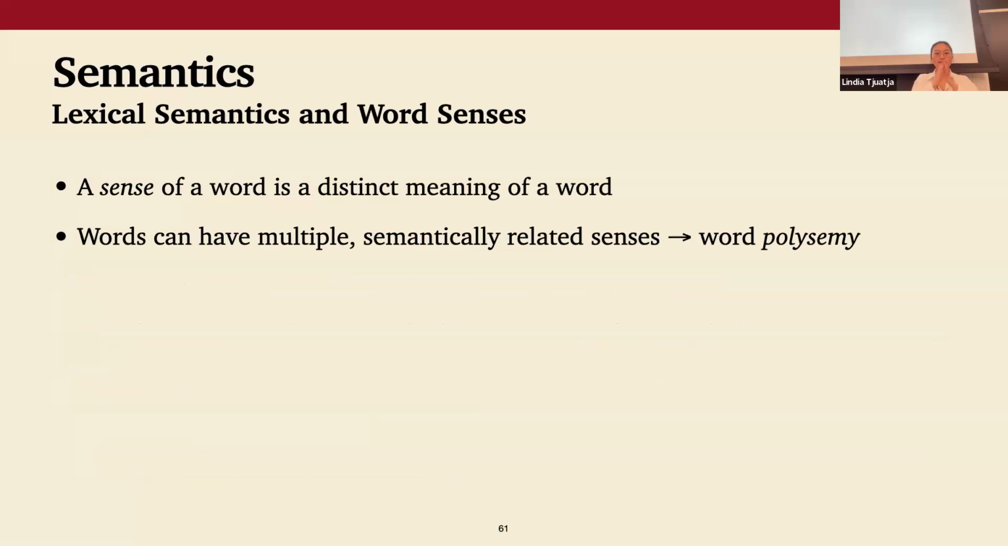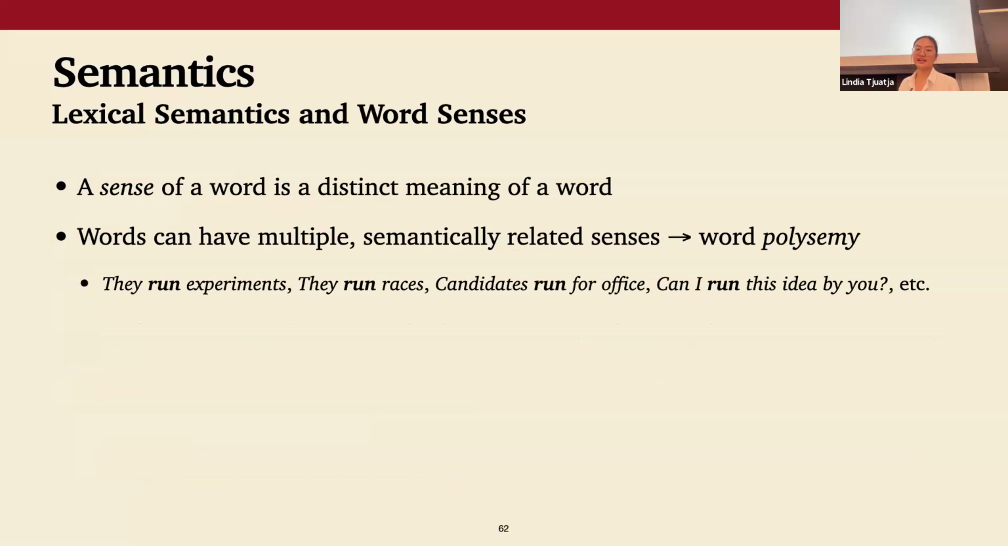So let's start with lexical semantics, which I think is a very intuitive notion for people. A sense of a word is a distinct meaning of a word. And as we all know, words can have multiple semantically related senses, and we refer to this as word polysemy. So I can say they run experiments, they run races, candidates run for office. Can I run this idea by you? We're all using run. We kind of have an intuition of how they're similar, but also a bit different, et cetera, et cetera.